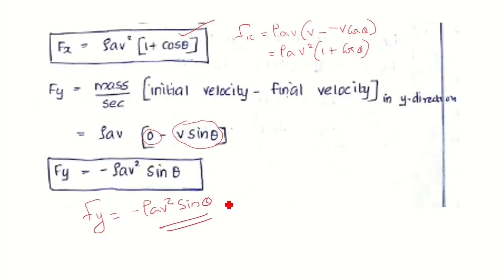In this case also, the work done equals 0, because there is no displacement of the plate in the direction of the jet, therefore the work done is 0.